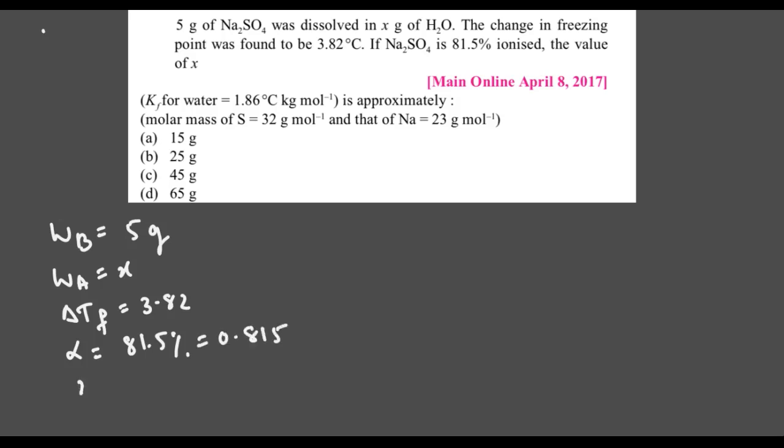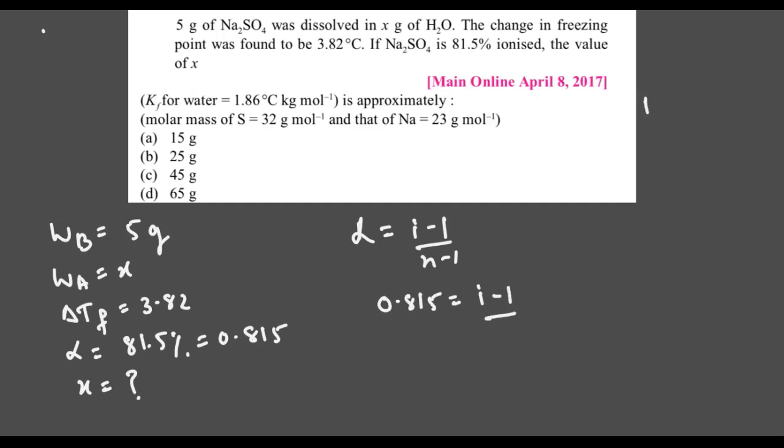We need to find the value of X. So how will you do this question? You will first calculate the value of i. You know the formula of alpha is i minus 1 upon n minus 1. I will substitute all the values which are given to me. Alpha given is 0.815 is equal to i minus 1 upon n.